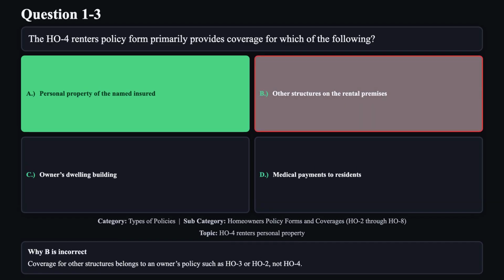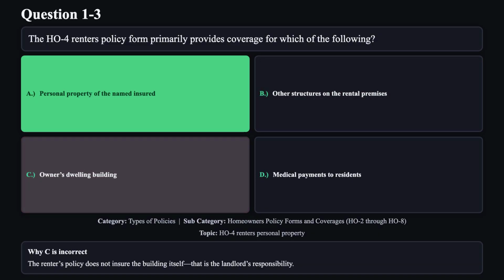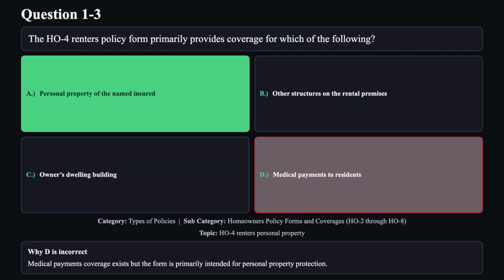Reason B is not correct. Coverage for other structures belongs to an owner's policy such as HO3 or HO2, not HO4. Reason C is not correct. The renter's policy does not insure the building itself. That is the landlord's responsibility. Reason D is not correct. Medical payments coverage exists, but the form is primarily intended for personal property protection.